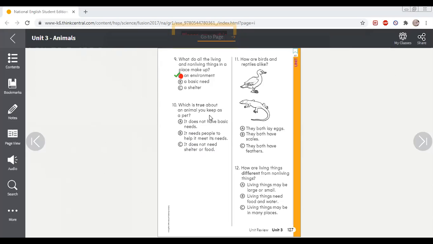Again, which is true about an animal you keep as a pet? You keep it at home. A. It does not have basic needs. It does not need anything. B. It needs people to help it meet its needs. You give the needs. And C. It does not need shelter. It does not need a home, and it does not need food. So which one is correct? Is it A, B, or C?